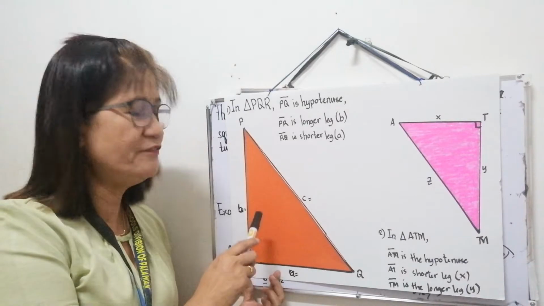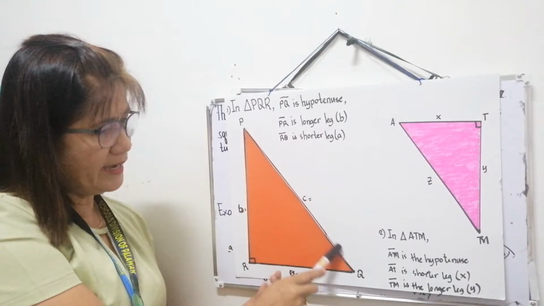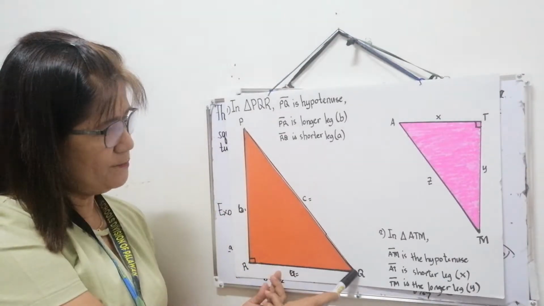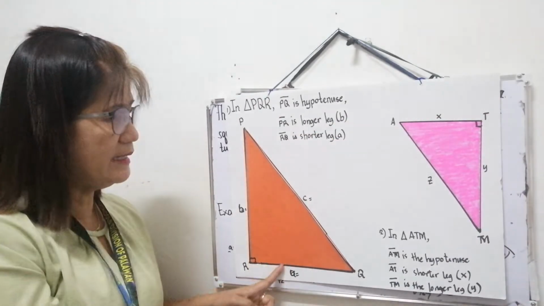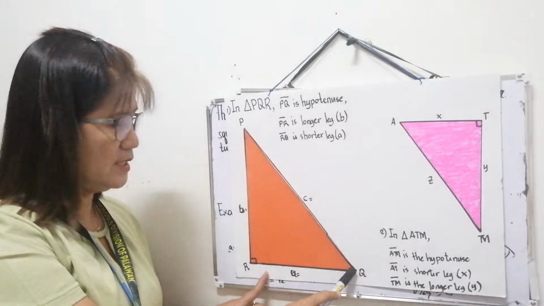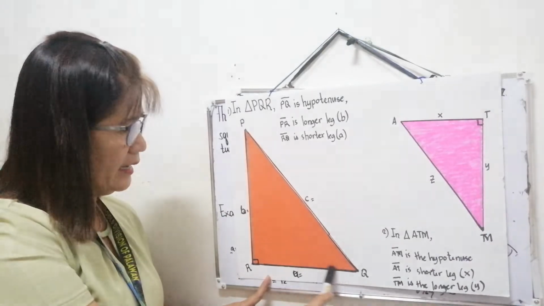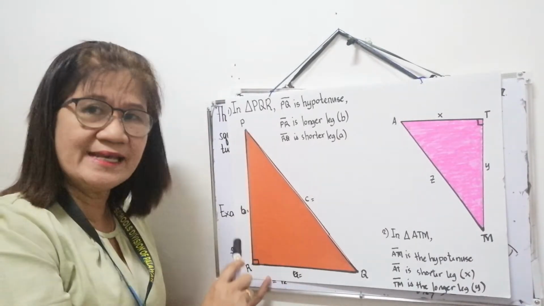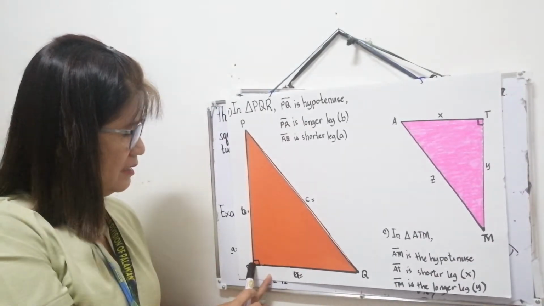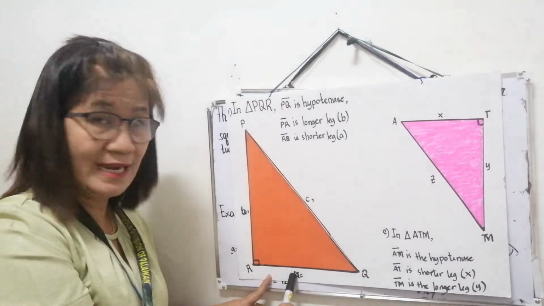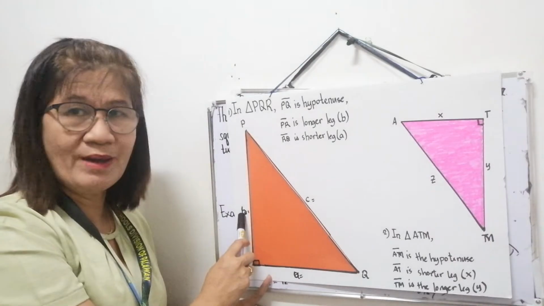So let's name the different parts of this right triangle, triangle PQR. The longest side, line segment PQ, which we denote by letter C, is the hypotenuse. Tandaan natin, the longest side is the hypotenuse. Then, the two sides na kung saan nakabuo ng right angle are called legs. So, a right triangle has two legs, no? Sometimes, the shorter leg is denoted by letter A, and the longer leg is denoted by letter B.